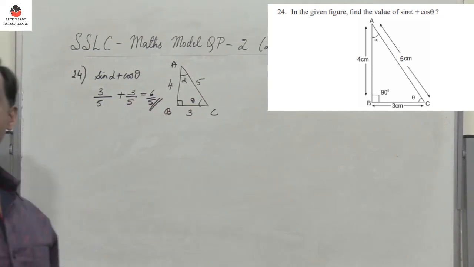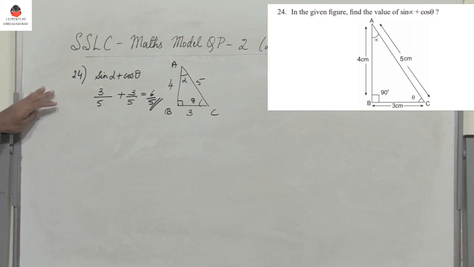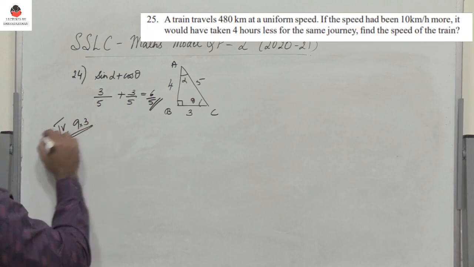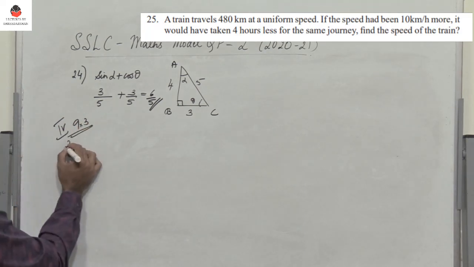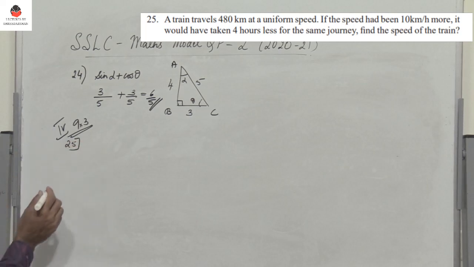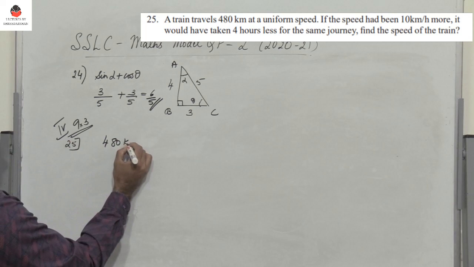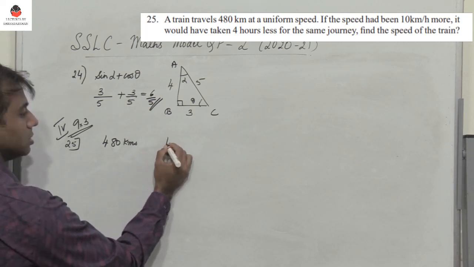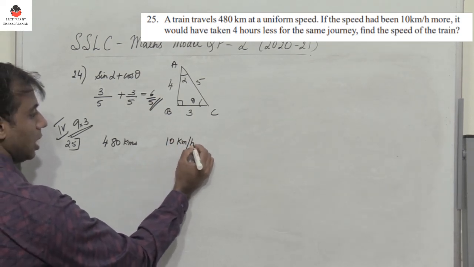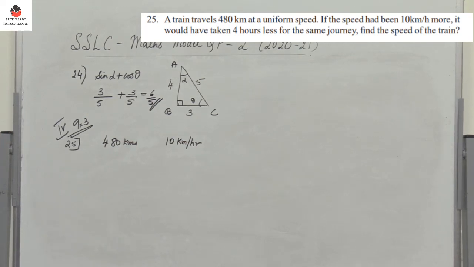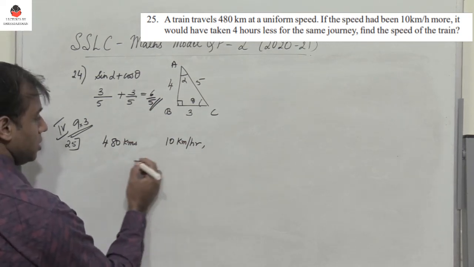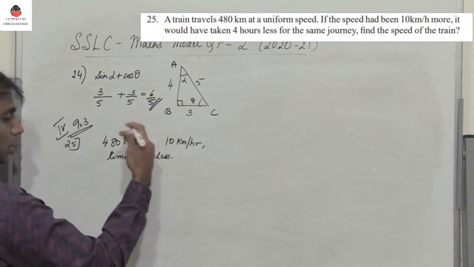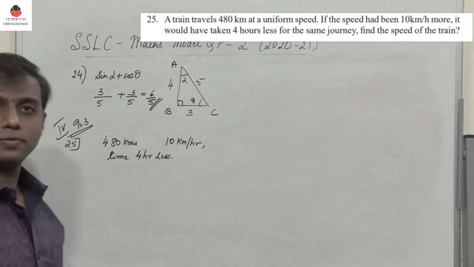So this completes all the problems of this section where each problem carries 2 marks. Now let's move on to section 4. You have 9 problems and each of them carry 3 marks. So problem 25. Here we need to understand the problem correctly. The train travels 480 kilometers at a uniform speed. If the speed had been 10 kilometers per hour more, then it would take 4 hours less time for the same journey. So the time taken would be 4 hours less. We need to find the constant speed of the train.